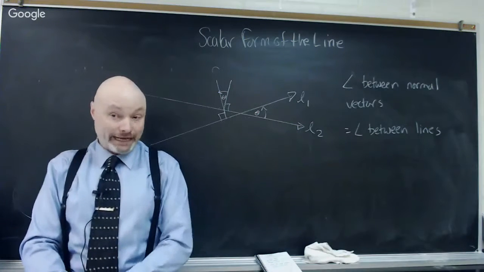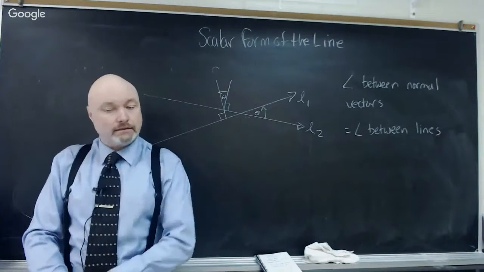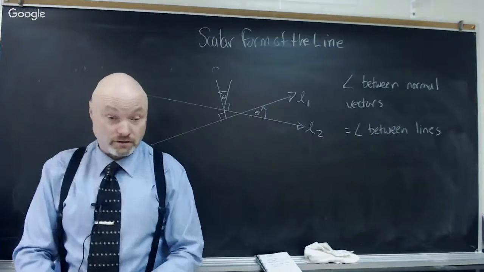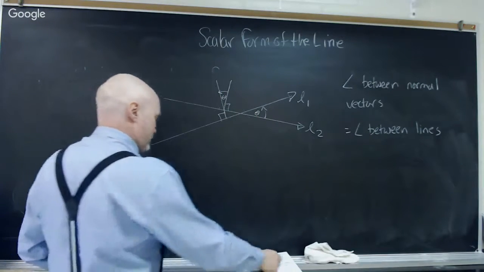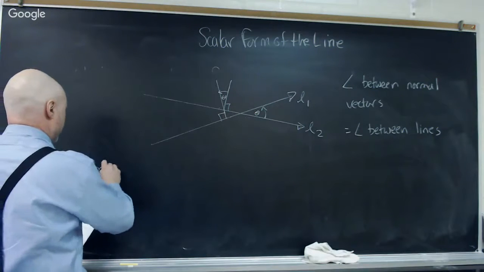This becomes a neat trick that we get to use later on when we're dealing with things like planes. If we want to find the angle between planes, we might, in some clever way, find the normals and find the angle between the normals. All right, so the problem looks like this.